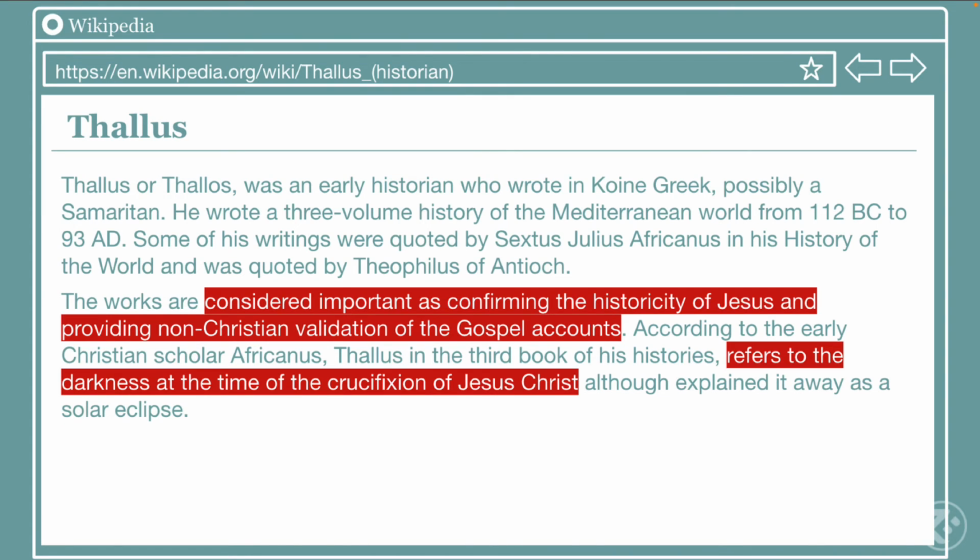Okay, so we've touched on Israelite, we've touched on Roman, now we're going to talk about Greek. Here's a Greek historian, Thallus, the author of the History of the World, which is considered one of the most important works confirming the historicity of Jesus and providing a non-Christian validation of the gospel accounts. He refers to the darkness at the time of the crucifixion of Christ. So not only does Thallus mention that Jesus existed, and that Jesus was crucified, but he also shares that the world was dark.